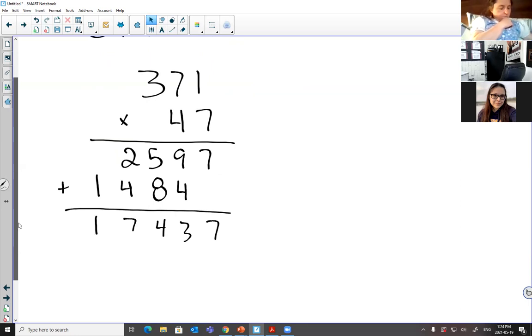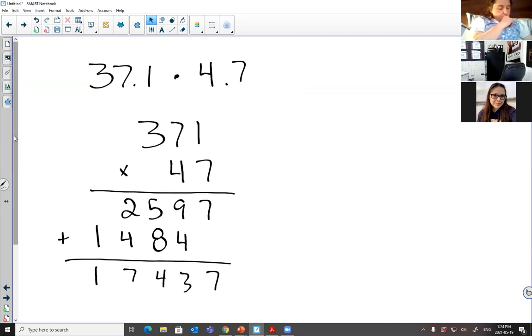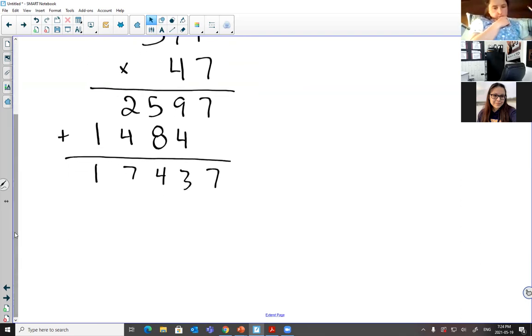Now we got to deal with the decimals. So let's go back up to the decimals. How many decimal spots here? 1. How many decimal spots here? 1. So how many do we have to add at the bottom? Is it 2? Right there. So you end up with 174.37, like that. Does that make sense?